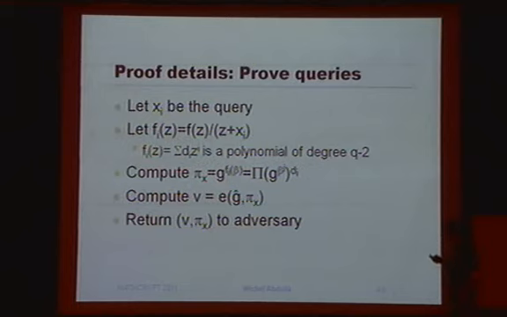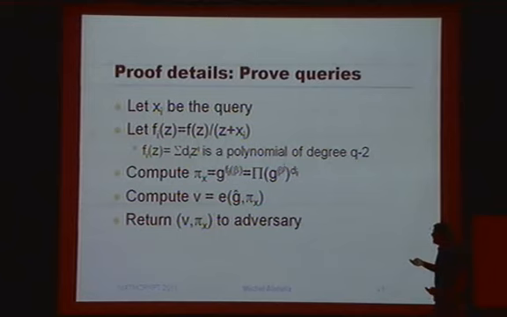So to answer queries, given x_i, we define a polynomial f_i, which is f of z divided by z plus x_i. Because of that, the proof for this value x should be g raised to this f_i of beta, because the secret key is beta, which will have this form. And we can answer this query because we know how to compute all the values.